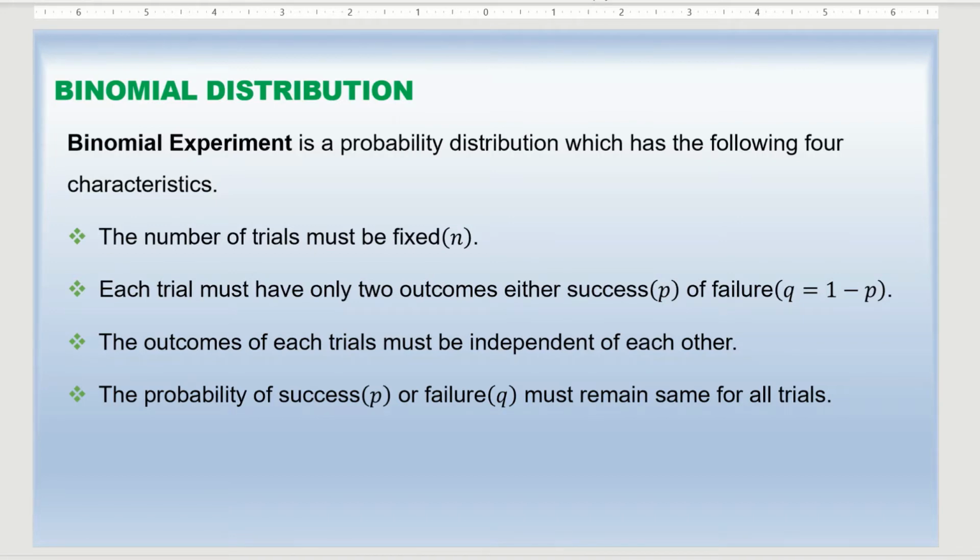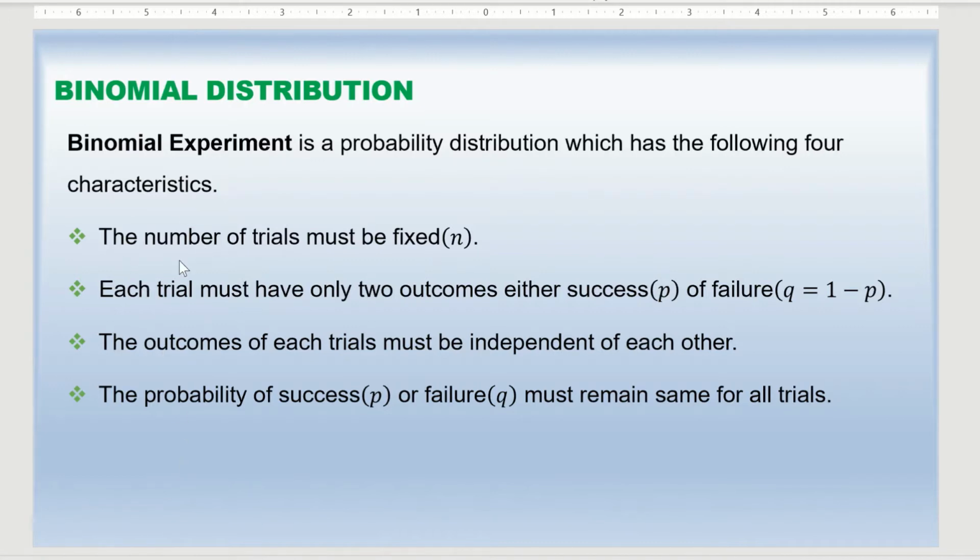In this video, we are going to explore the fundamental meaning of binomial distribution and use it in solving some probability problems. Let's begin with the definition of binomial distribution. First, we want to know what a binomial experiment is. When we say binomial experiment, it is a probability distribution which has the following four characteristics. The binomial experiment must have these four characteristics.